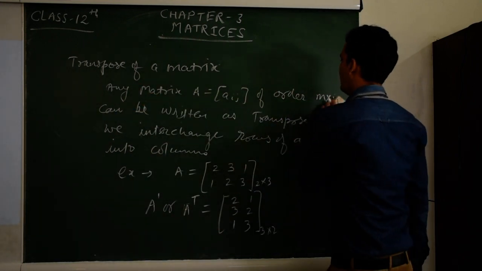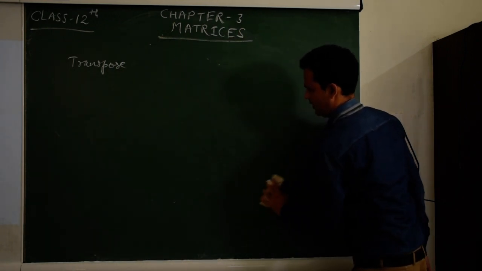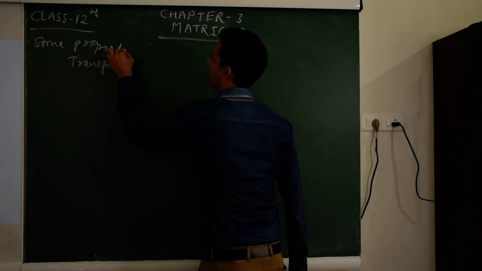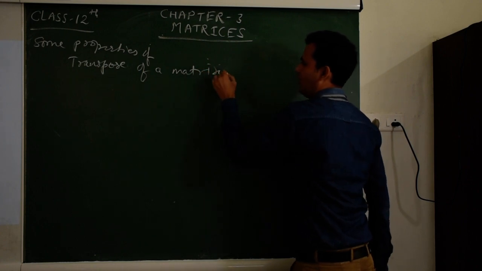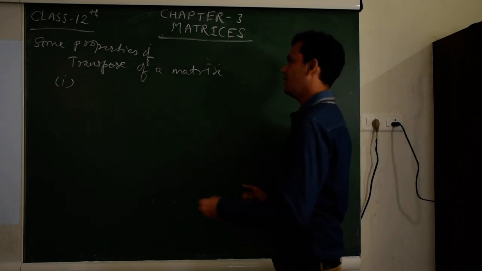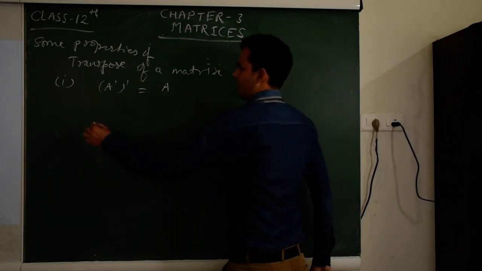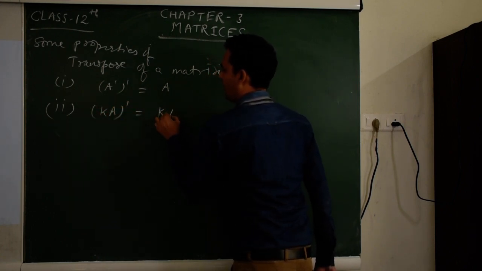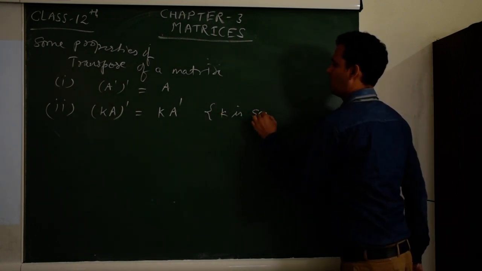Now some properties of transpose of a matrix. There are 4 main properties of a transpose of a matrix. First is A transpose of transpose is equal to A matrix. Then second is kA transpose equals k A transpose. Here k is a scalar quantity.